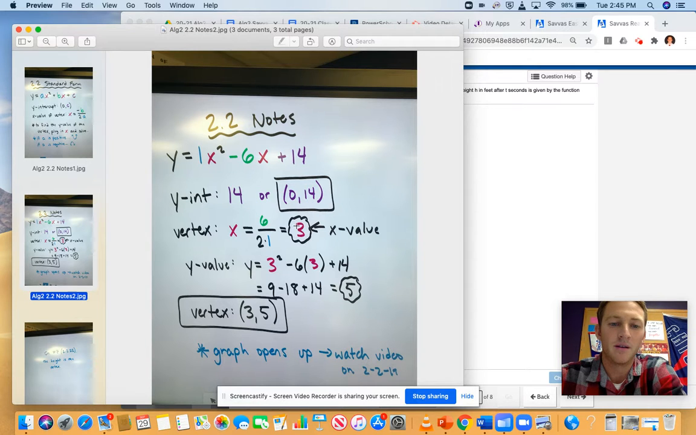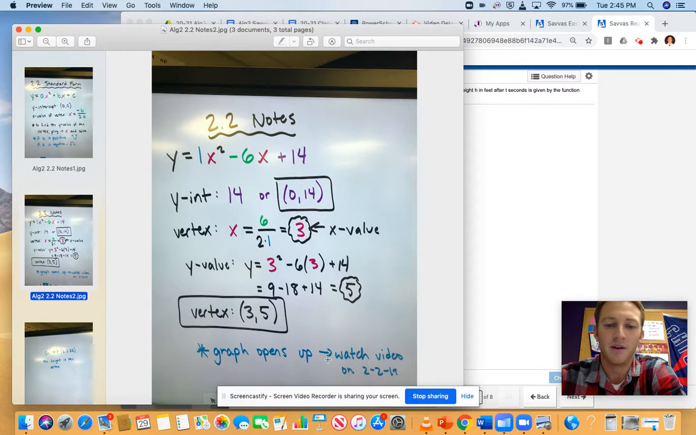We plug in this x back into the x's up here. So 3 squared minus 6 times 3 plus 14. 3 times 3 is 9, minus 18 plus 14 equals 5. So our vertex is 3, 5. And since a is positive, the graph is going to open up.